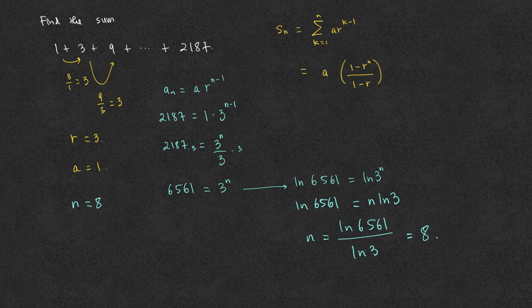Using this formula to find the sum, we now have a equals 1 times 1 minus r, r is 3, to the 8th power, over 1 minus r, but r is 3. We then put this in a calculator and obtain 3,280.